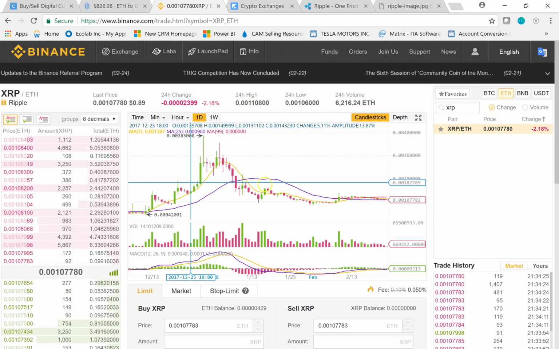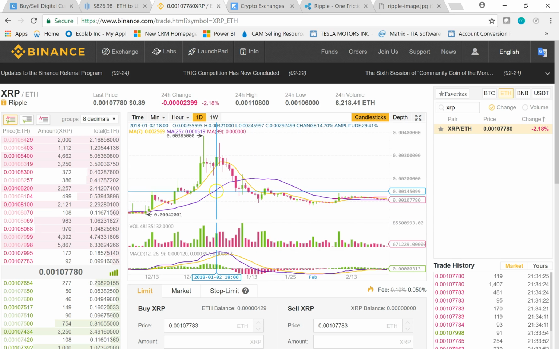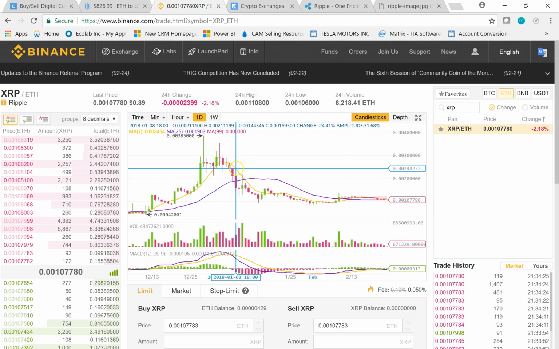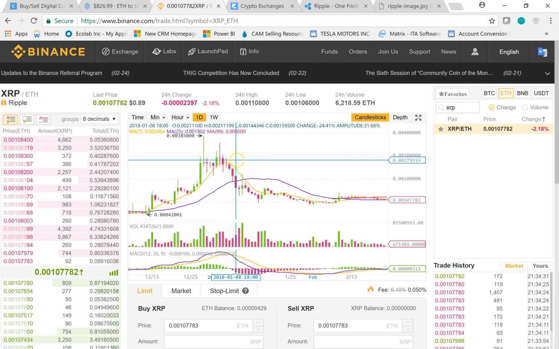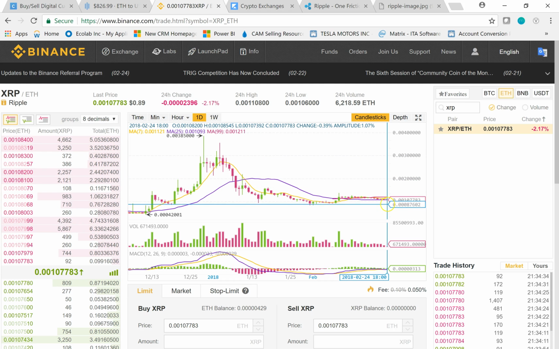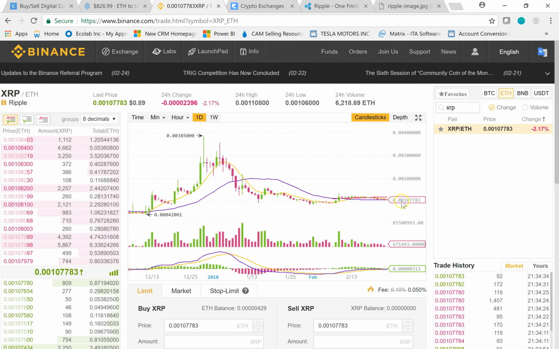You'll see it brings up the candles, how it's been trading. It was up a little earlier in the day or a little earlier in the week, and it's come down right around where it's at right now. You can see it's 0.001 Ether is where Ripple's trading at.